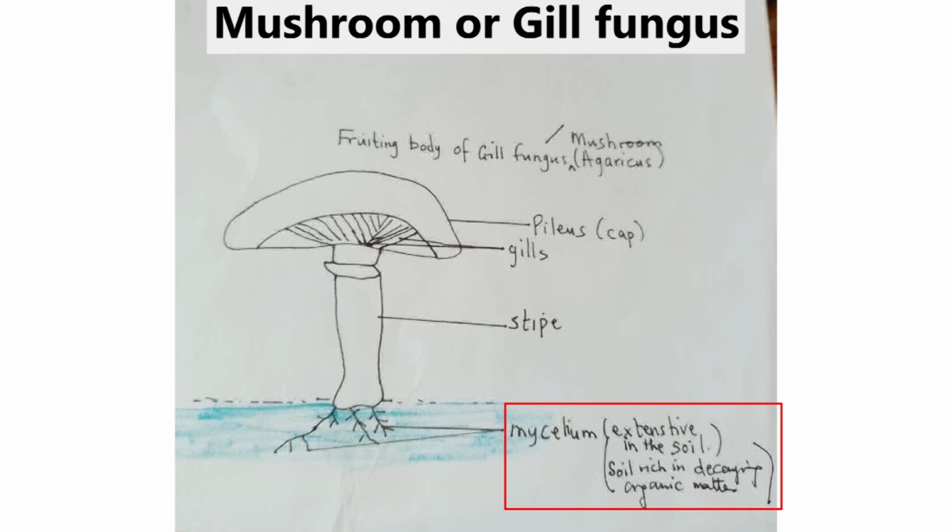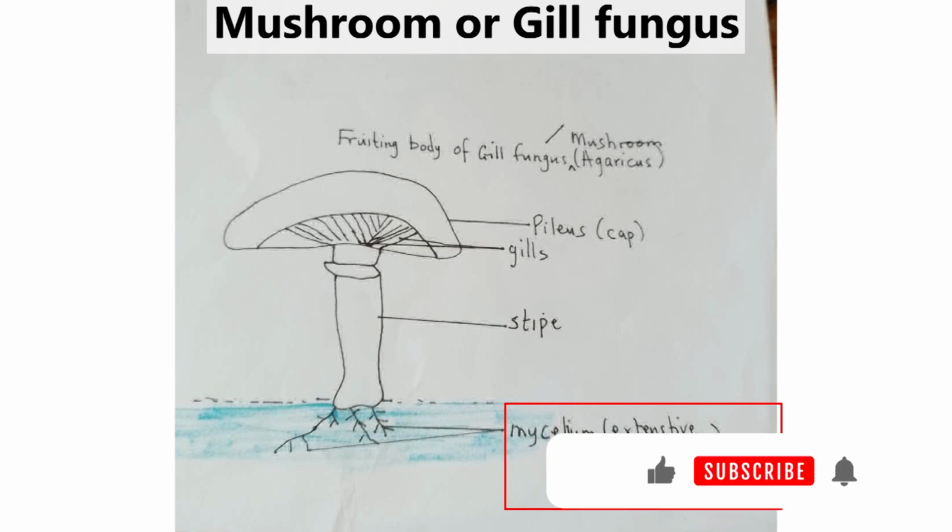So what we see up there are the reproductive structures, the cap, the pileus. In the cap, you see the gills. These are where the spores are formed, and the spores are released from the gills. The mushroom has this long stipe to hold the cap high up in the air so that when the spores are released, they can be carried by the air or the wind.